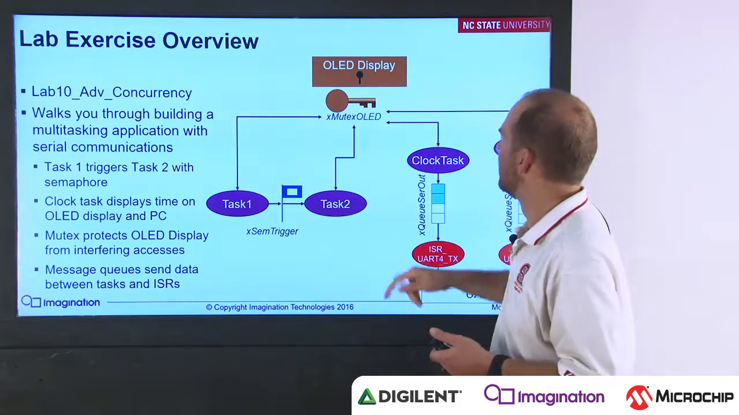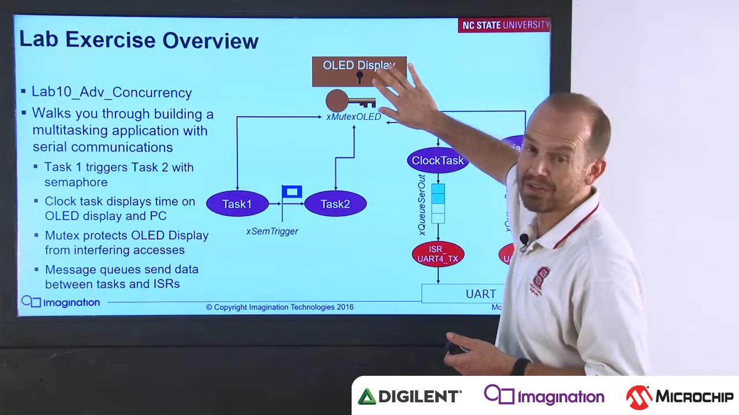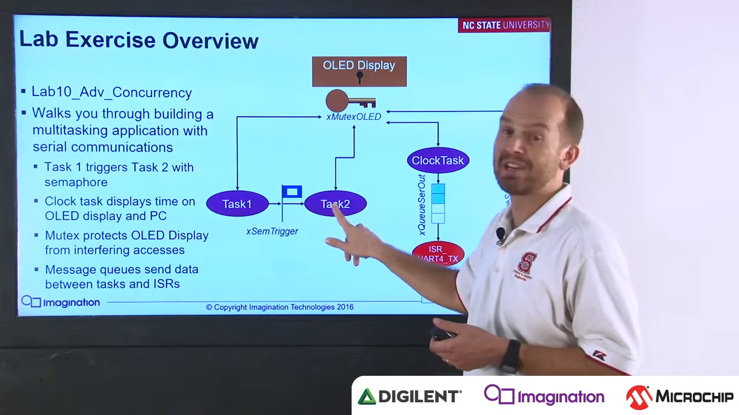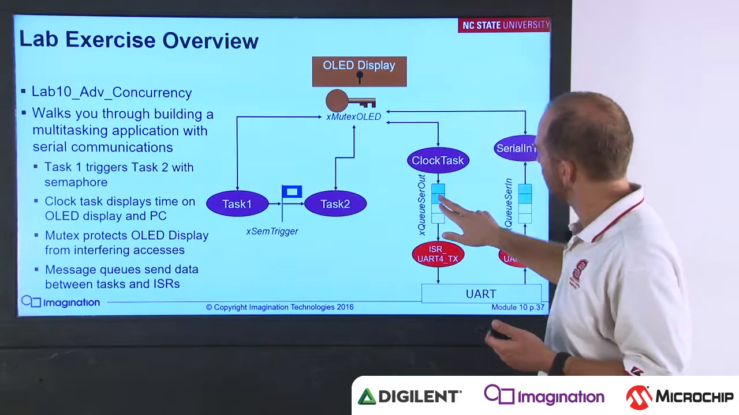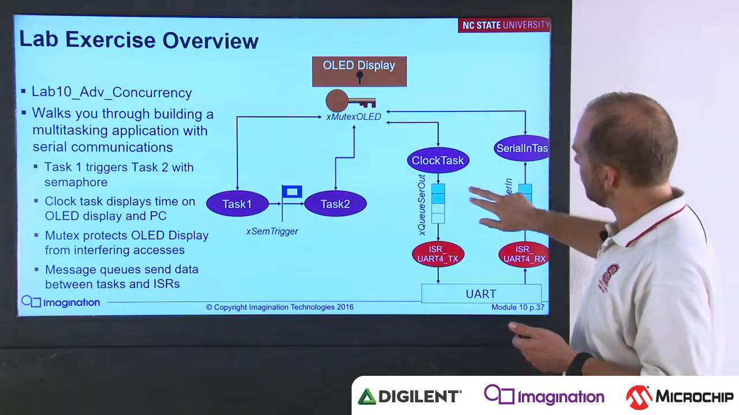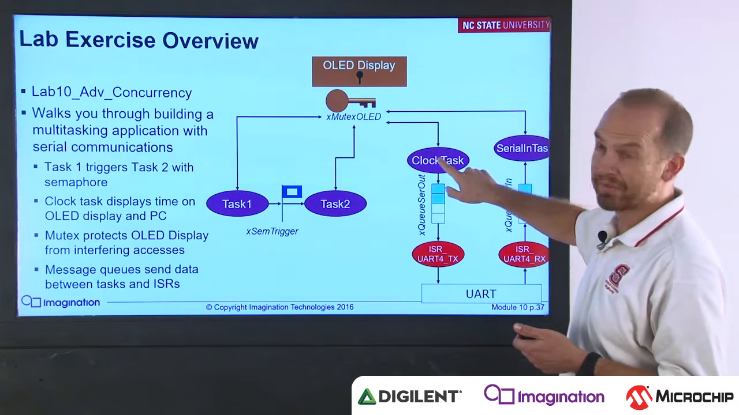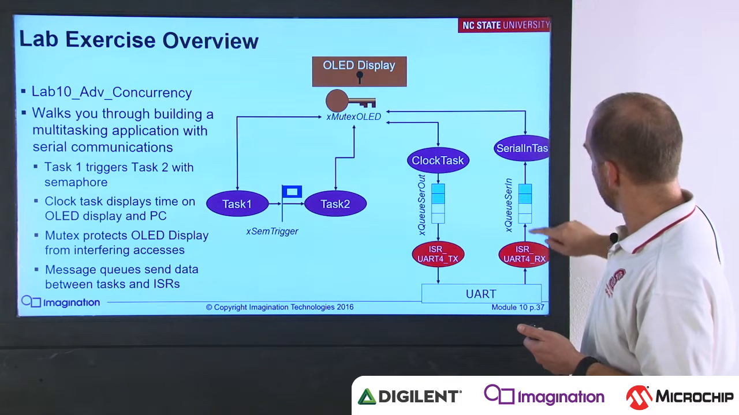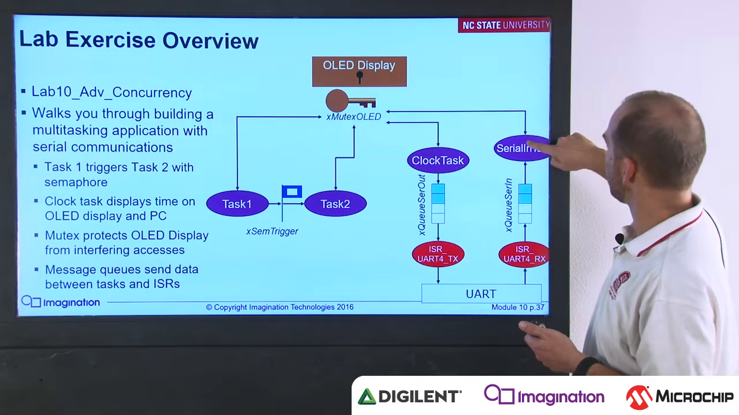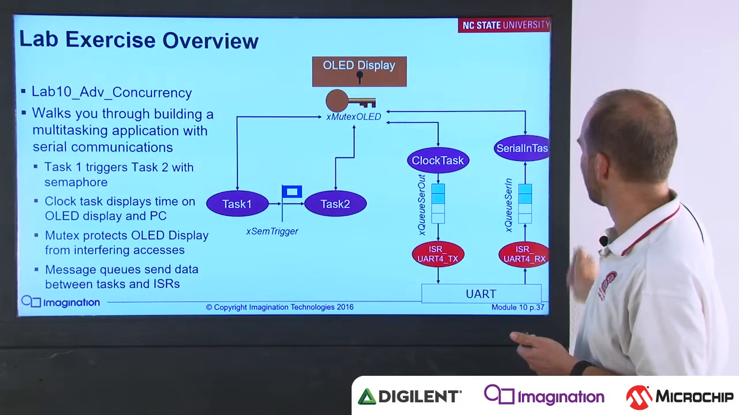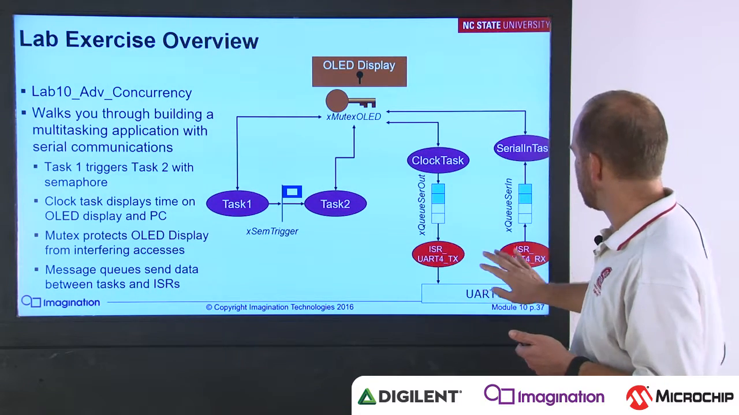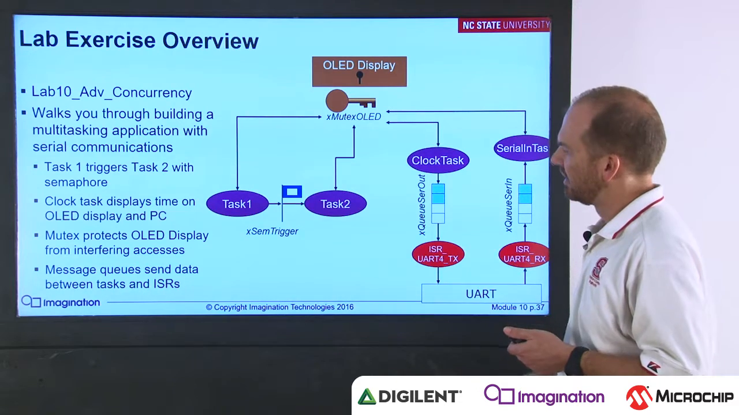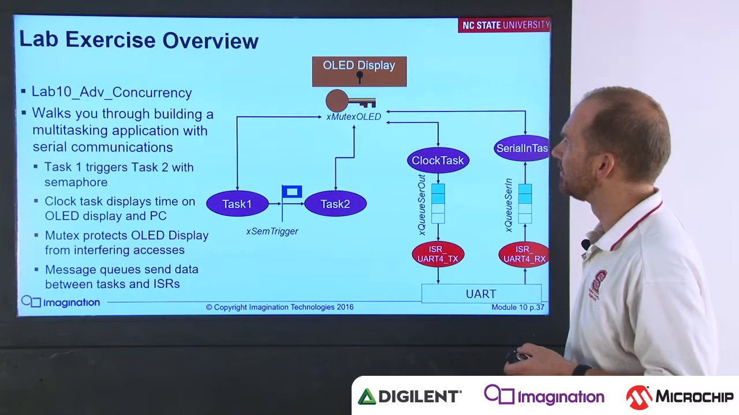And we see how to use the operating system resources, the primitives, in order to make everything work correctly. So we use a mutex to protect the OLED. We use a semaphore so that task 1 can trigger task 2. We use message queues that hold information from the clock task to be sent out the serial port, and also to receive information coming in the serial port to go to the serial input task. And finally, we have 2 interrupt service routines to perform the UART interfacing for the communication.